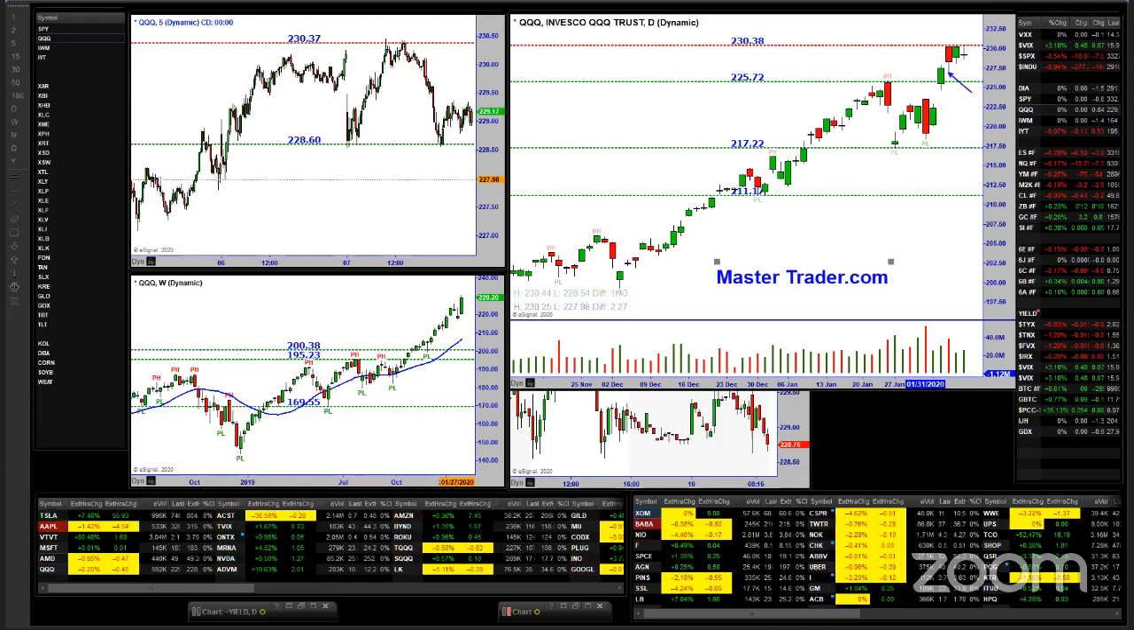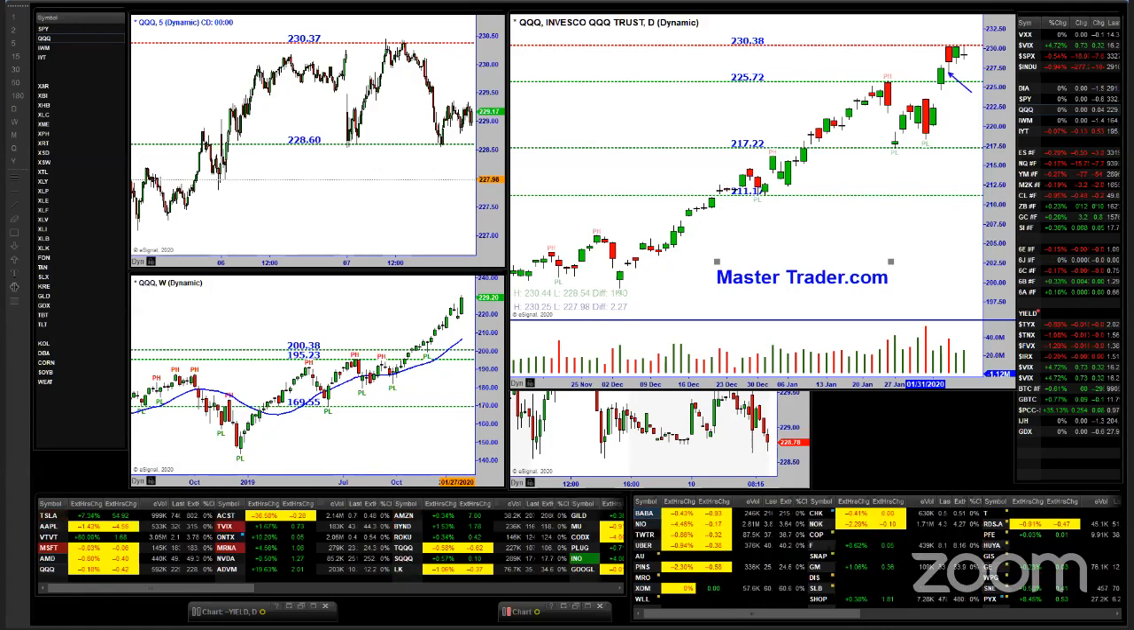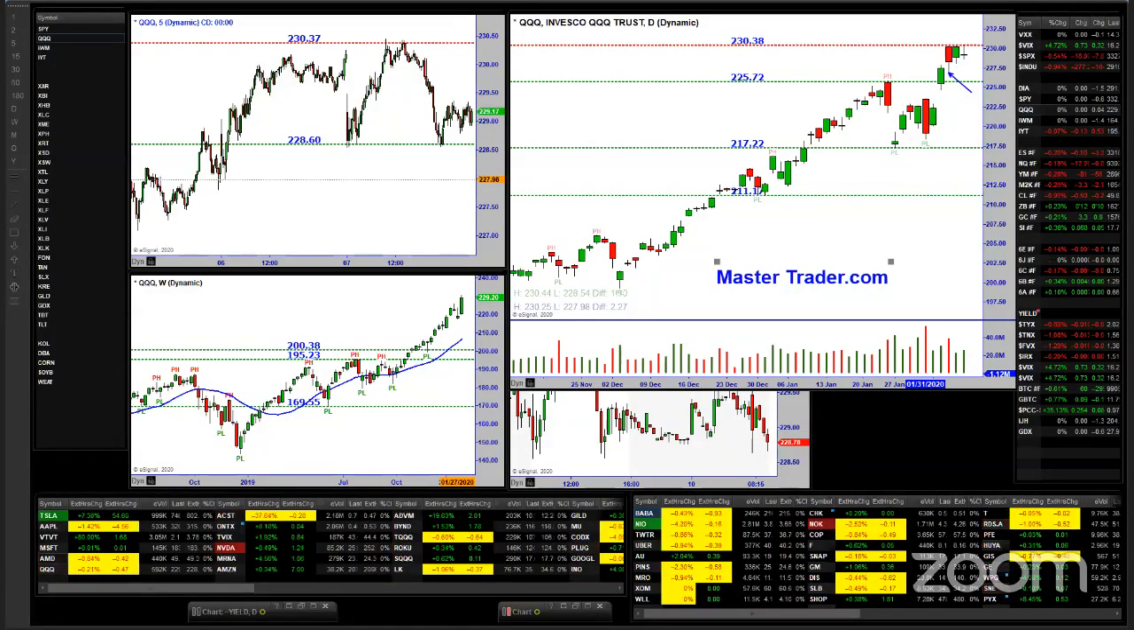Well, so far it starts out kind of just going nowhere here for a while. We'll see where this all goes, but let's take a view of the charts as we always do. So starting off with the Qs here, you can see in the daily chart there were 3 days of chopping sideways after that move up.